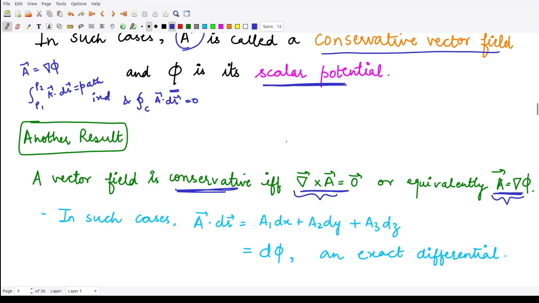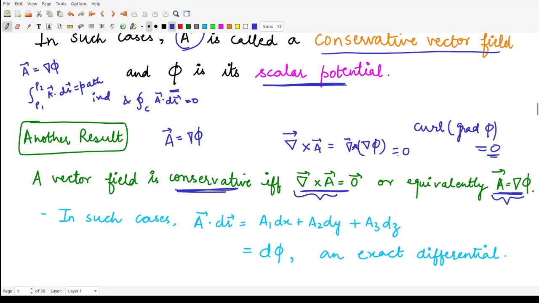Now how does this appear? If your field is conservative, that means you have vector A written as the gradient of some other function, right? Now what is this thing? Del cross vector A is equal to the curl of the gradient of some function, and there's a relationship which says that curl of gradient of some function phi is always equal to 0. So this quantity has to be 0 whenever your vector A could be written as the gradient of this scalar function phi. So this is the result.